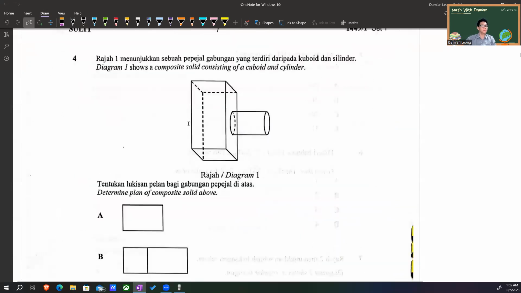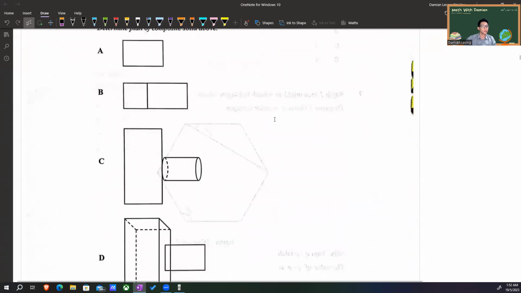Question 4. I want a plan view of the composite shape here. Plan view means view from the top. So you can see this is inside. There's a gap here. So definitely it won't be B.